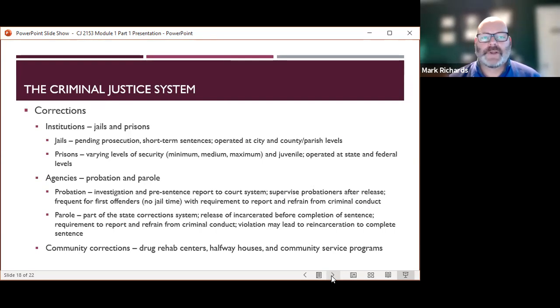And they also operate juvenile prisons at the state level. Prisons are operated at the state and federal levels of the criminal justice system.